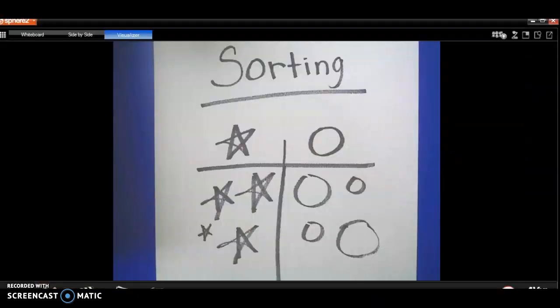So let me talk about what we're going to learn today. Let me show you. Today you will learn how to sort. And sorting is important because it helps you to group objects that are the same into groups. And then you can look at the objects and be able to explain why they are the same or why they are different.